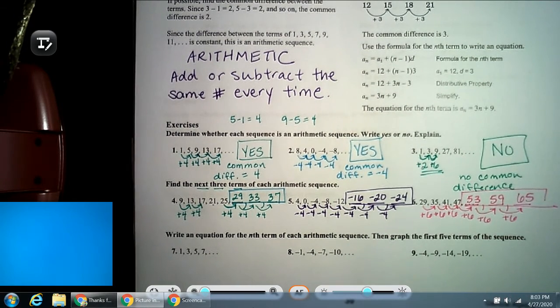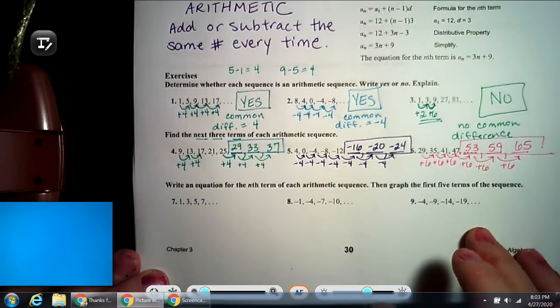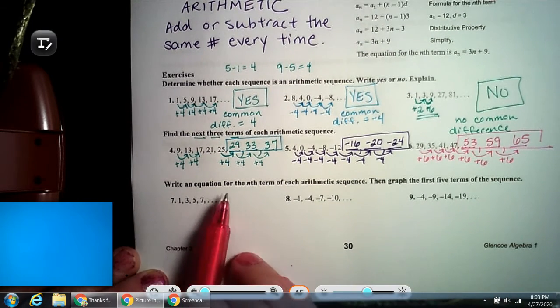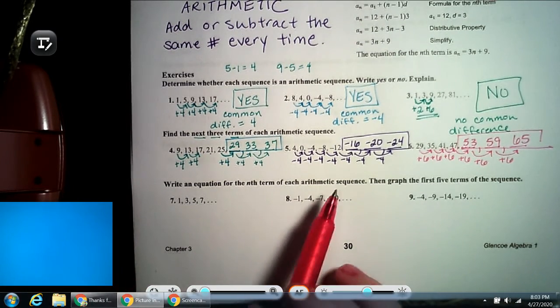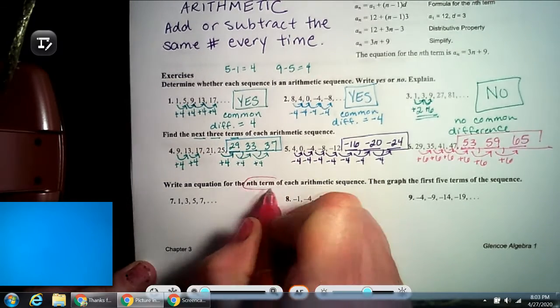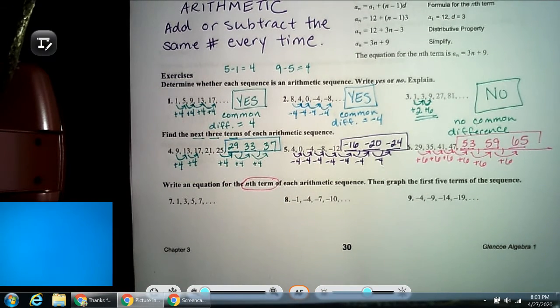All right, so there's one more thing I want to talk about before I stop this video, and I'll talk about geometric sequences in the next video. But what I want to talk about first is sometimes you're going to be asked to write an equation for the nth term of an arithmetic sequence. Now, this phrase nth term has always seemed kind of strange to me because we don't know what n is. But that's what that means.